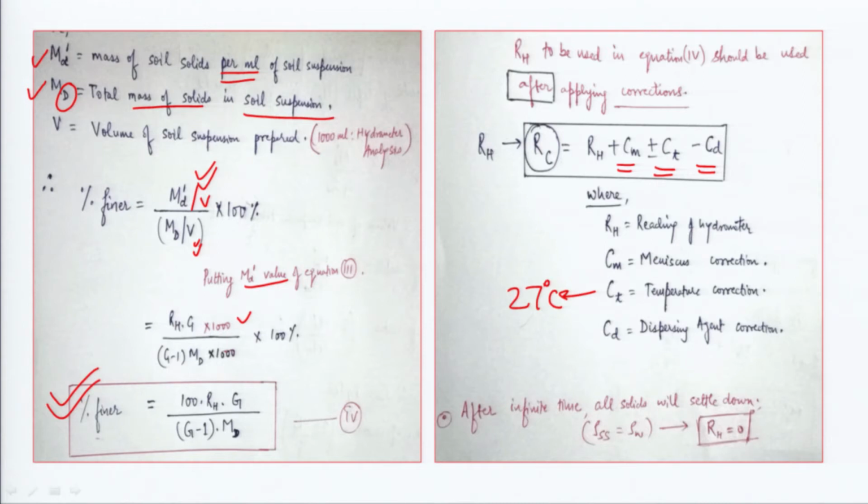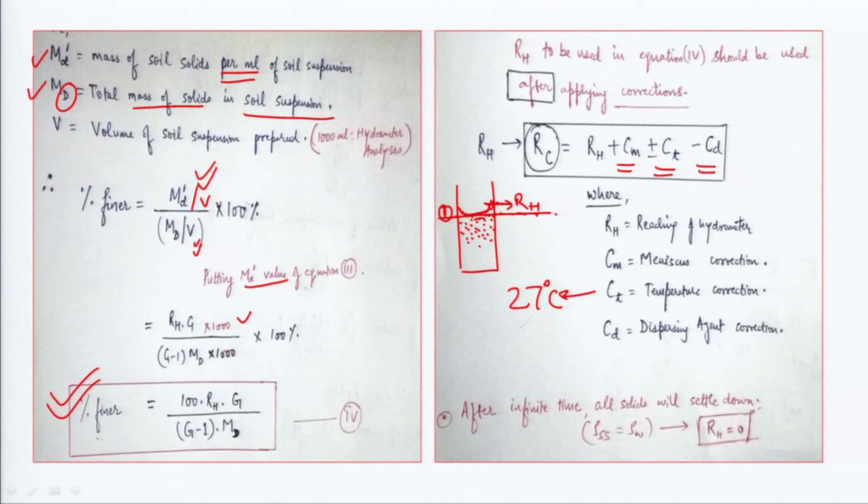Meniscus correction, because what happens, if this is the jar and let us say this is the water level or the top, then this soil suspension contains soil. Actually the water level is here, at this point, but because of the opaqueness, because the soil is in suspension, we cannot see the actual points. So we will not be able to see it. So we will be noting down this RH, and we will be applying this correction for this portion here, that is an error.